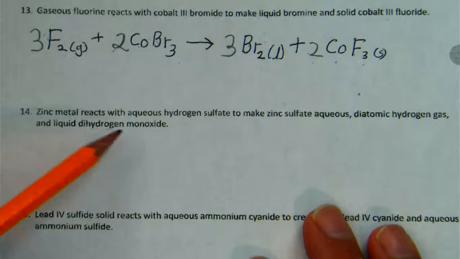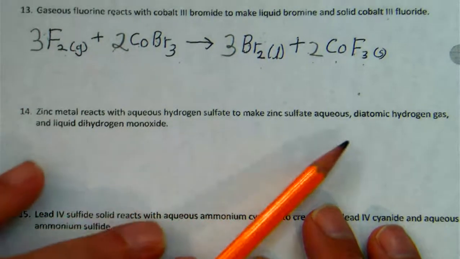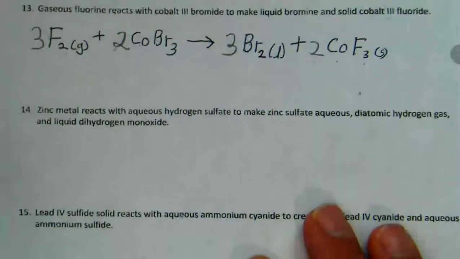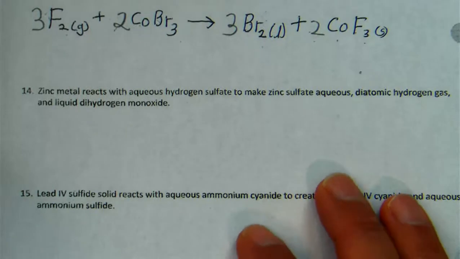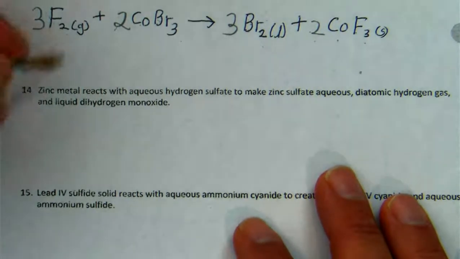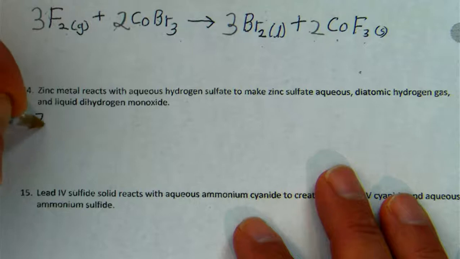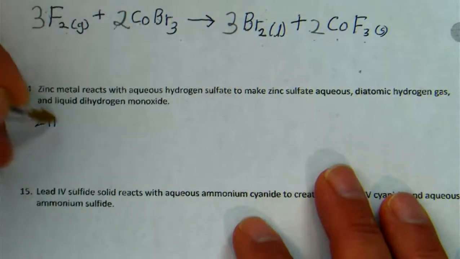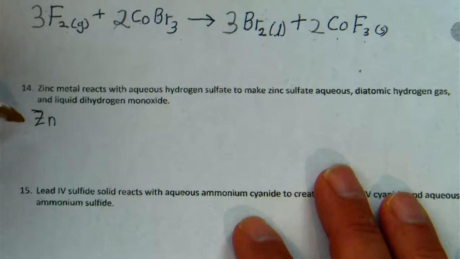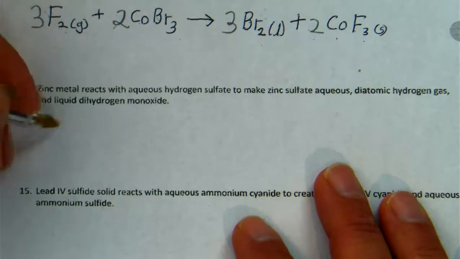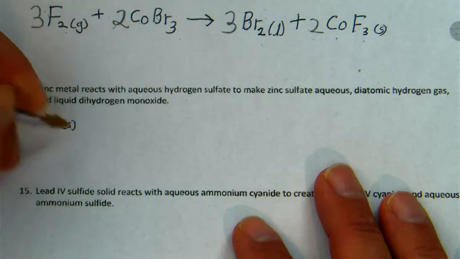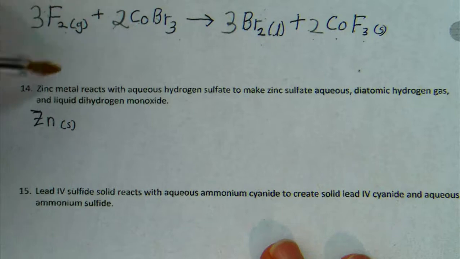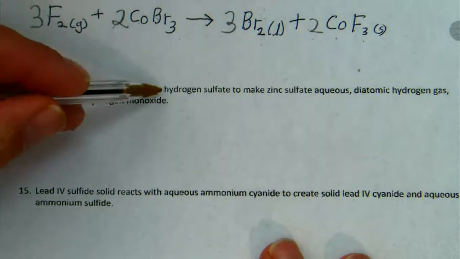Zinc metal reacts with aqueous hydrogen sulfate to make zinc sulfate aqueous, diatomic hydrogen gas, and liquid dihydrogen monoxide. Whoa, what a mouthful. And some of this is, well, it's just water. But zinc metal just means Zn, and it's not one of the 7 diatomic molecules. So when it's by itself, it's just one at a time. Since it's metal, you could put S in parentheses, meaning it's in a solid state, as are most metals at room temperature and pressure. Reacts with aqueous hydrogen sulfate.